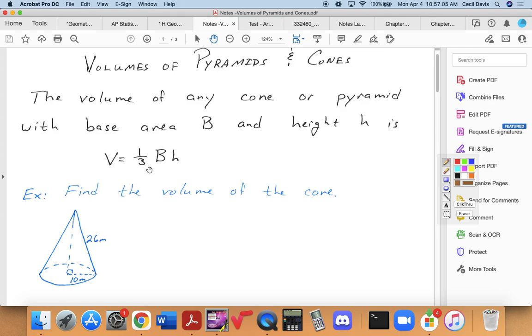Please don't just say 1/3 base times height. Base is a length. Capital B is area of the base. Not the same thing. Same letter, but a capital letter, not a lowercase letter, so it means something different.